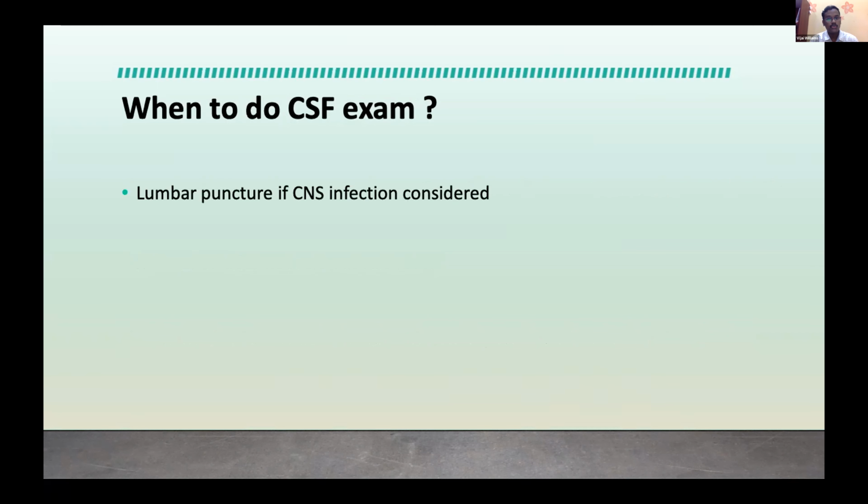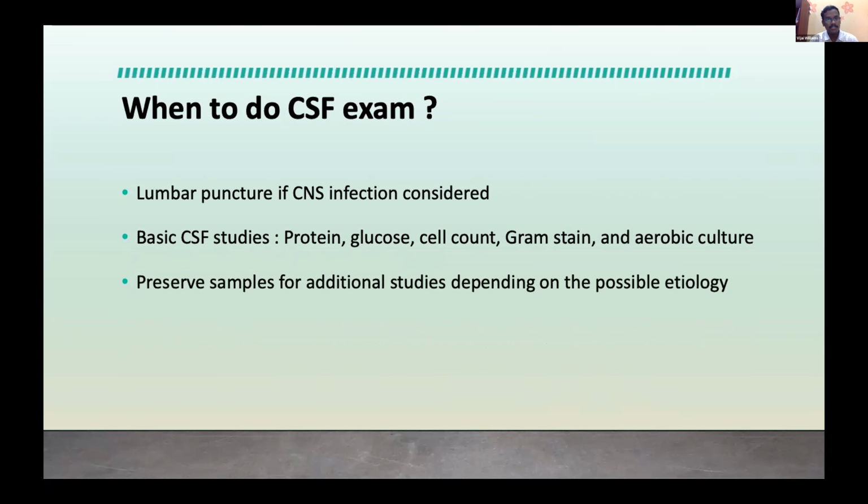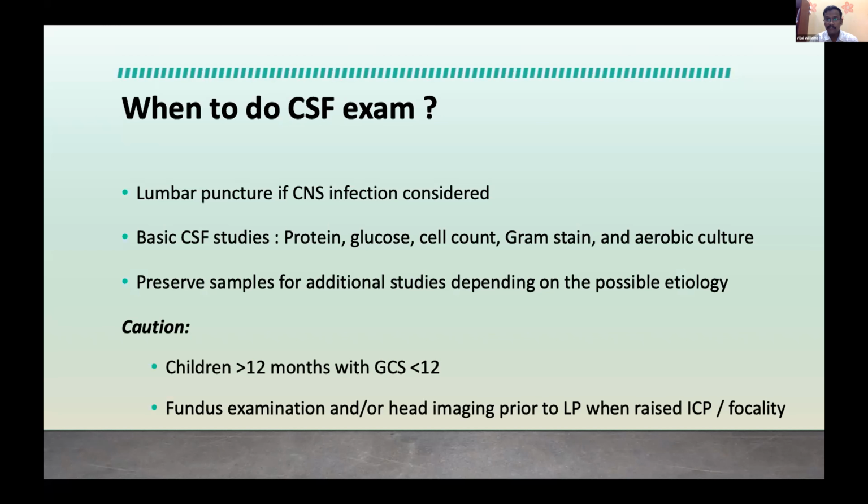CSF examination is usually done whenever CSF infection is suspected, and it's the gold standard test for proving meningitis. So we do basic CSF studies like protein, glucose, cell count, gram stain, and aerobic culture. Always preserve additional samples depending on the possible etiology. And we have to exert caution in children more than 12 months in whom sutures are starting to close, and especially with GCS less than 12, as fundus examination and head imaging, even if done prior to LP, may not effectively rule out raised ICP, especially when there are features of focality on clinical examination.